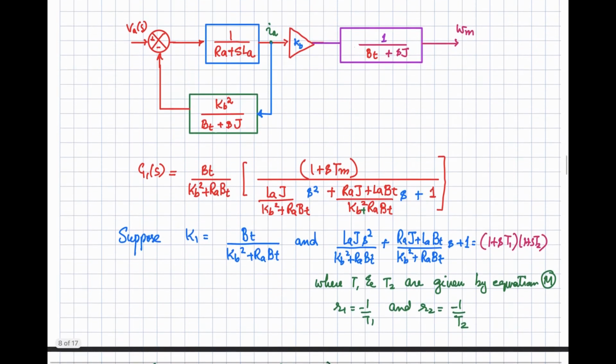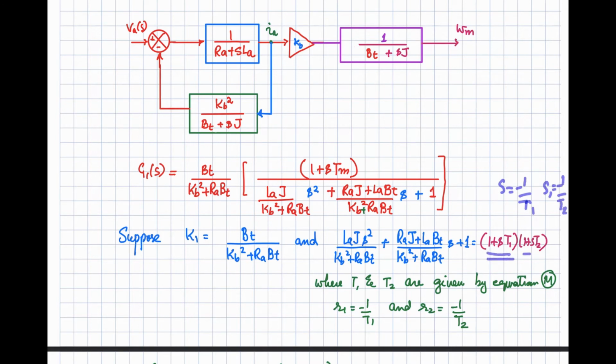Okay, now in generic form, as we have two poles, if I write them like this, 1 plus sT1 into 1 plus sT2, then the roots will be: s equal to minus 1 by T1. Let's suppose these are the roots, and the second root is minus 1 by T2. So from these we can write it like that, and that will be equivalent to this equation, this one. And we have already seen that Tm was equal to J over Bt. So we will be representing this quadratic equation now like this.